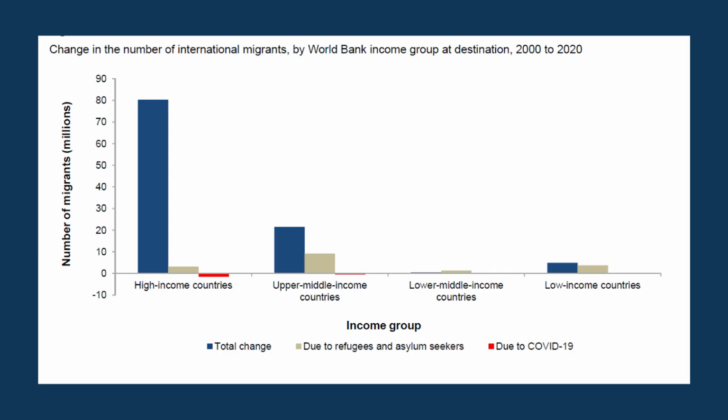So what you see is, while the total change is much higher in the case of high-income countries, when it comes to migration due to refugees and asylum seekers, where are they mostly heading towards? Upper middle-income countries. This is a significant difference between these two kinds of countries and these two types of migration. So perhaps if we segregate out from all migrants those who are refugees and asylum seekers, they are relatively moving more towards upper middle income countries.